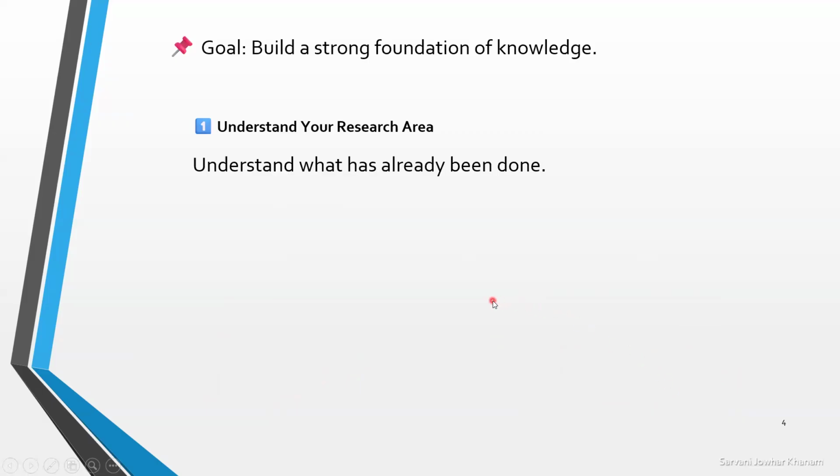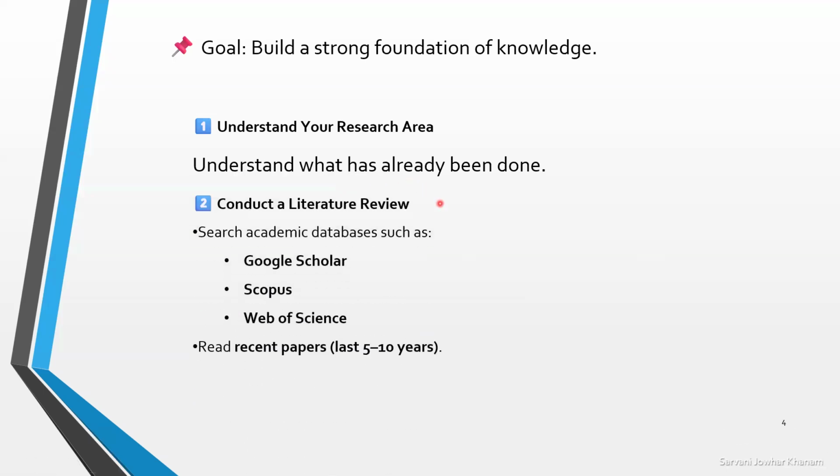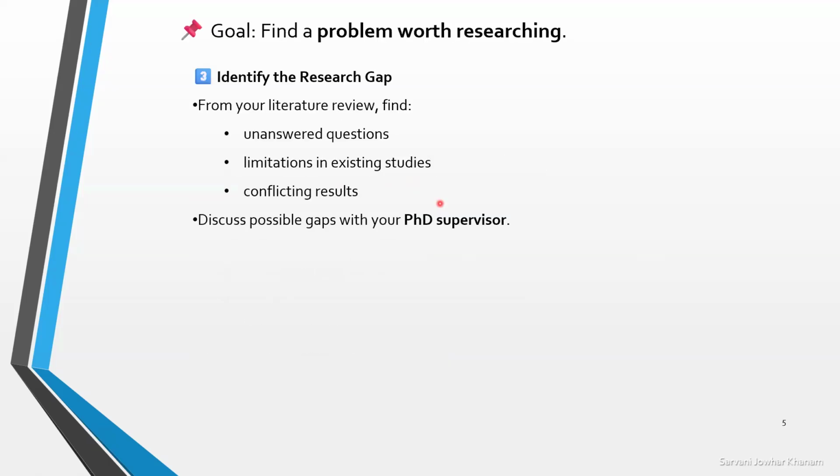So the next goal is building the strong foundation of the knowledge. Obviously, understand your research area so that you can get to know what has already been done. And how can you conduct the literature review? Obviously, go through the available databases such as Google Scholar, Scopus, and Web of Science. Read the recent papers from the last 5 to 10 years.